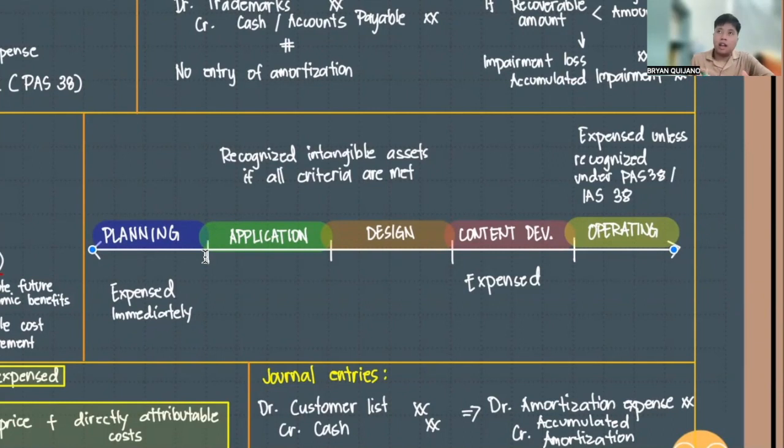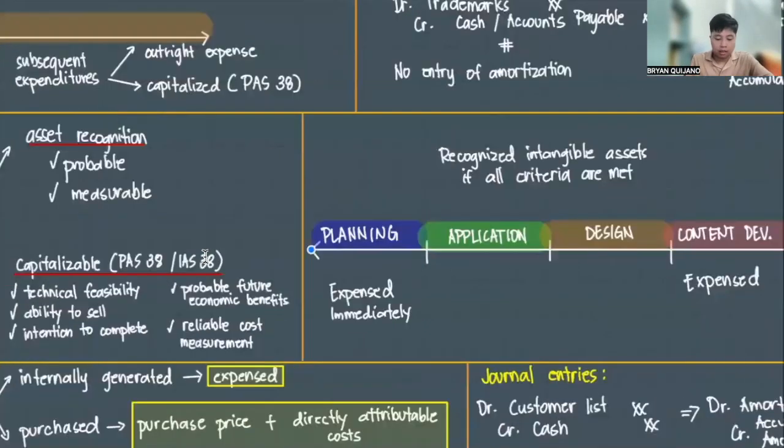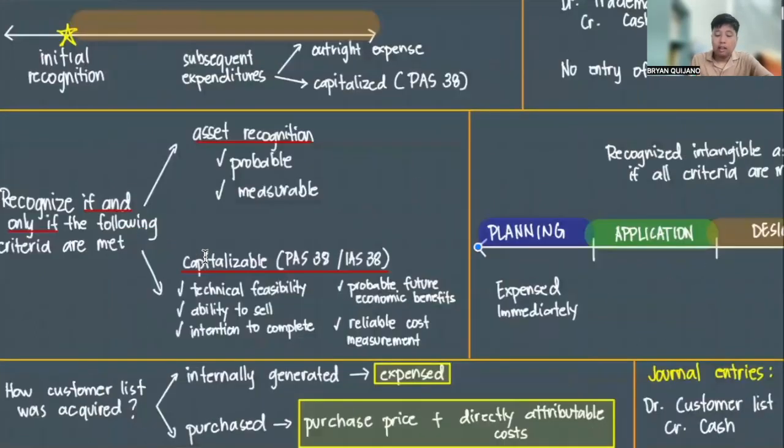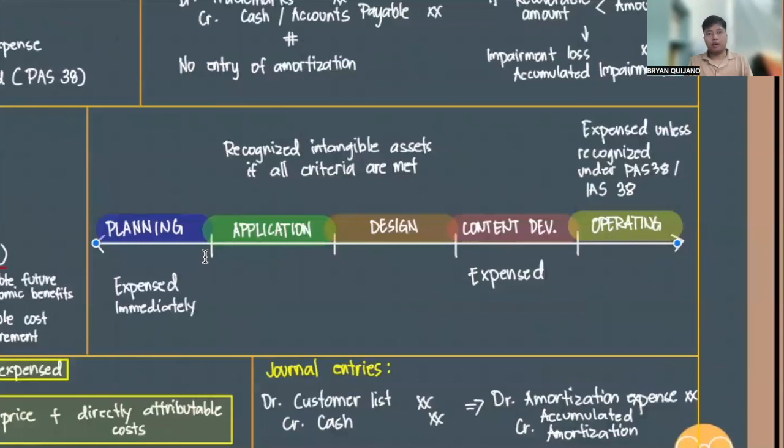But if you are in the application or the design stage, and the intangible asset meets all the criteria presented here, then that's the time that you will record the internet domain or website as an intangible asset. But after the design phase, for the content development and the operating stage, you will record any cost as an outright expense. The key takeaway here is that you have to look for the cost in the application and design stage for you to recognize it as part of intangible asset.